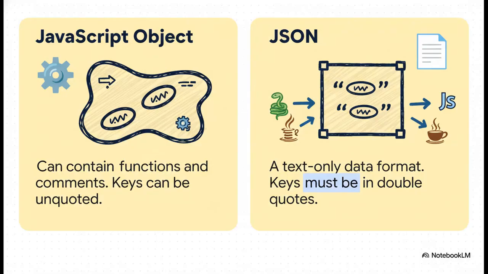Now, you might be looking at this and thinking, hey, wait a minute, that just looks like a JavaScript object. And you're close, but there's a really key difference. It's actually JSON. That stands for JavaScript Object Notation. It's a much stricter text-only data format. See how all the keys have to be in double quotes? That's a JSON rule. And the reason for that is so it can be a universal language for data, something that pretty much any programming language can read, not just JavaScript.